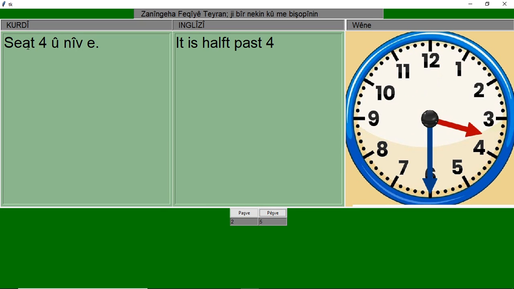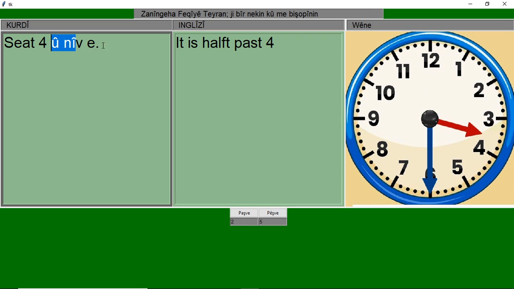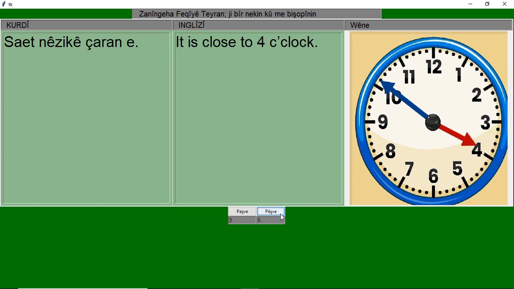Yeah, and in here, saat char unive. We said if it is in the middle, it is half past 4. When we say that, you simply put saat and then the number. You always put saat. After that you put the number, you put univ, different than this one. You simply put univ, which becomes half. Niv means half, as you mentioned before, and the rest is the same. And you see saat neziki charane.